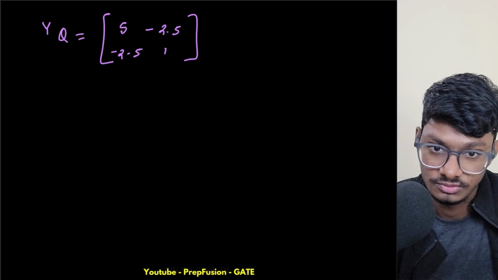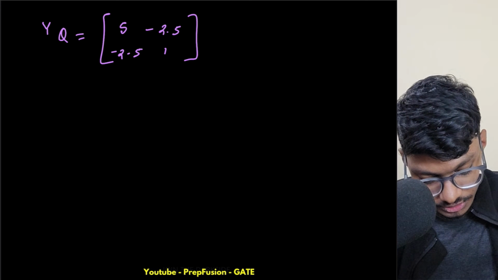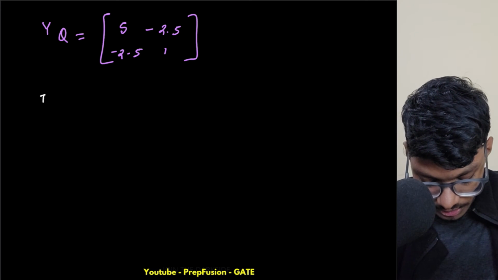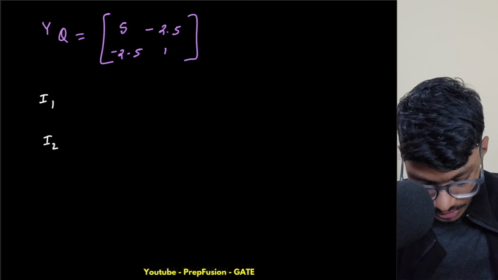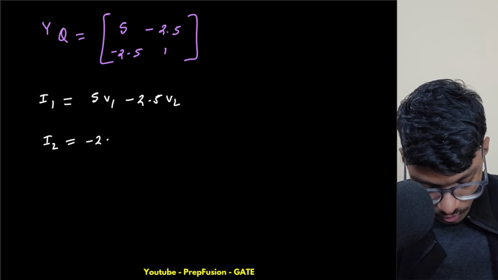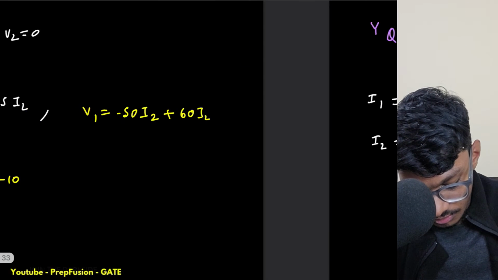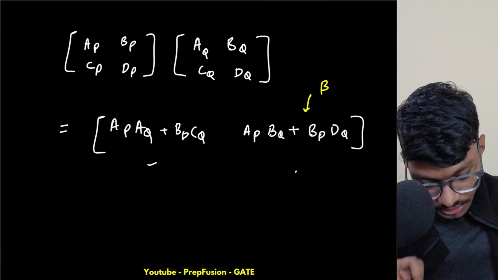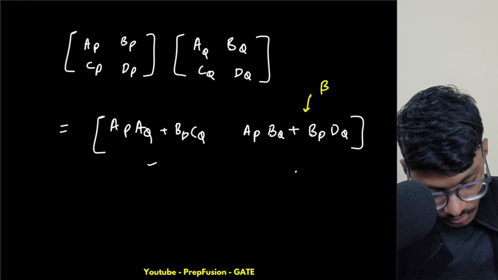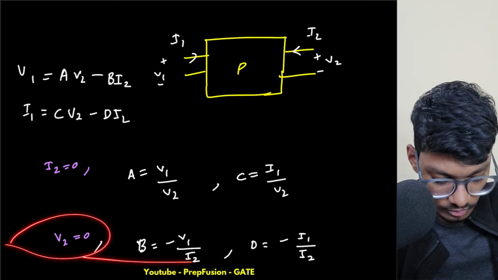Now next what you do, basically you again write the equations. Again this is the admittance, so this will be in terms of I1 and I2. Here this is I1 and I2, so this will be 5 V1 minus 2.5 V2, minus 2.5 V1 plus V2. Now you simply find these two parameters, right? You have to find B and D. So what is B and D? Just make V2 0 and you will get B and D.